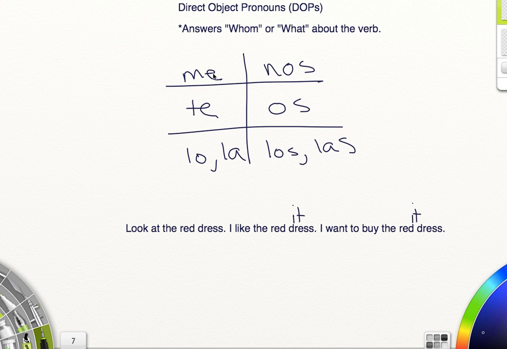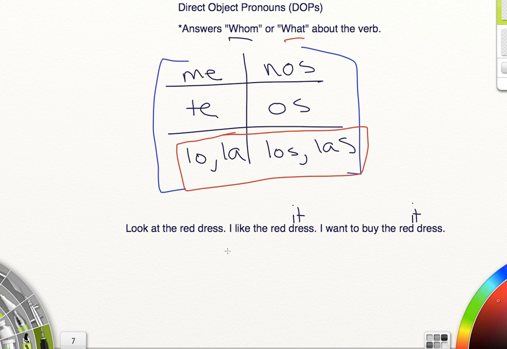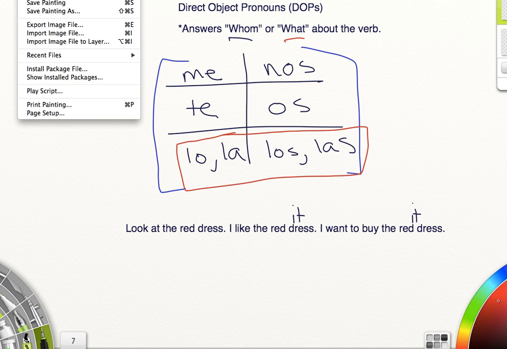Alright, our direct object pronouns are me, te, lo, la, nos, os, las. These direct object pronouns answer whom or what about the verb. When we are talking about whom, any of these eight direct object pronouns could apply. When we are talking about what, only these four will apply. Only these four will be regarding objects. All right, let's put it into practice.